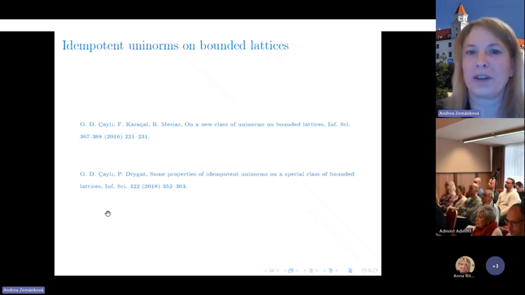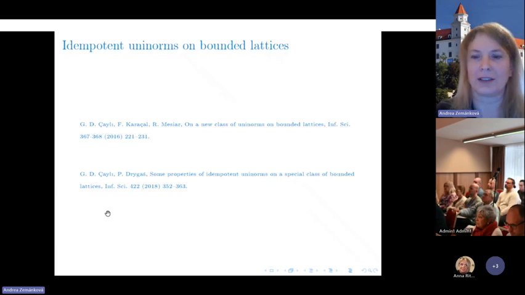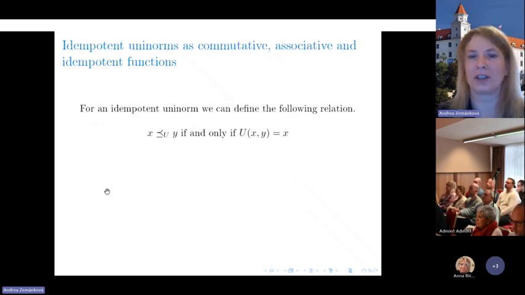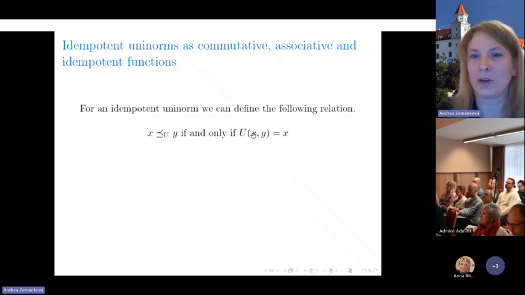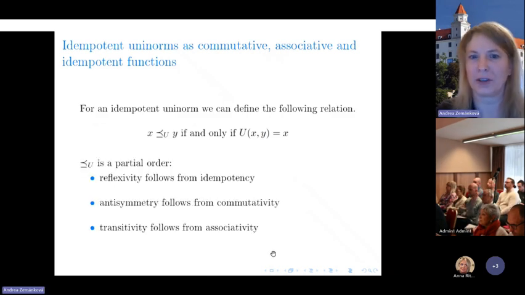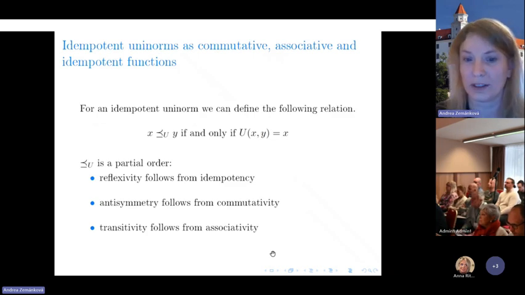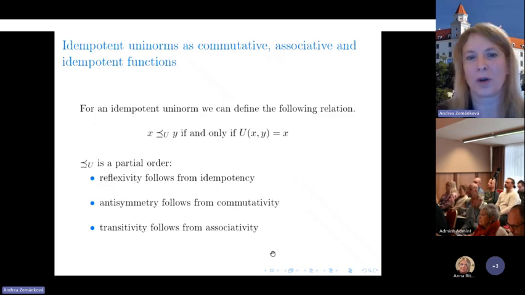But let me show you where our main problem is. Each idempotent uninorm is commutative, associative, and idempotent. So even without monotonicity, for each such function, we can define the following relation: x is smaller or equal to y if the aggregation of x and y is equal to x. Then this relation is a partial order, because reflexivity follows from idempotency, antisymmetry follows from commutativity, and transitivity follows from associativity. So each idempotent uninorm corresponds to some partial order on our set.